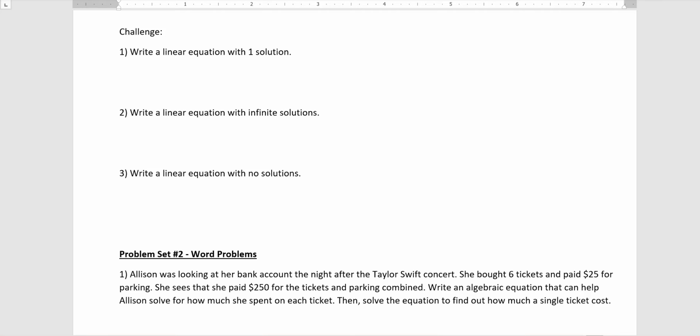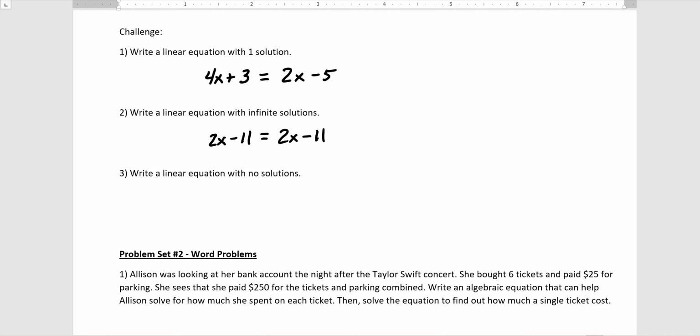So for writing a linear equation with one solution, all we need is an equation with different coefficients. For example, 4x plus 3 equals 2x minus 5. That would do it. Obviously yours could be different. That's what I meant when I said earlier there could be all sorts of different answers. For an equation with infinite solutions, remember infinite means it's the same equation on both sides. So same coefficient and same constant. We could have 2x minus 11 equals 2x minus 11. That would give us infinite solutions.